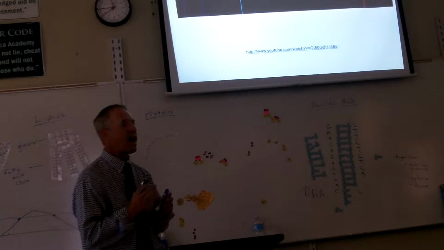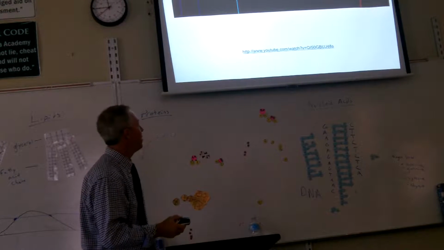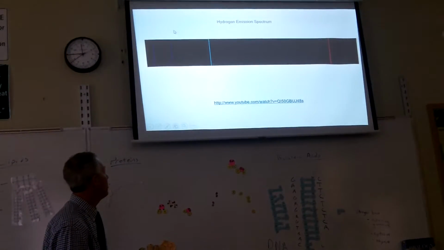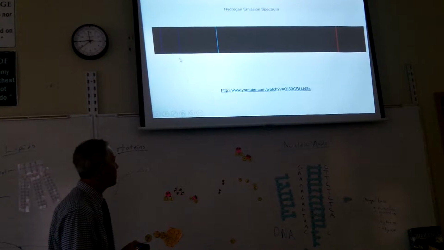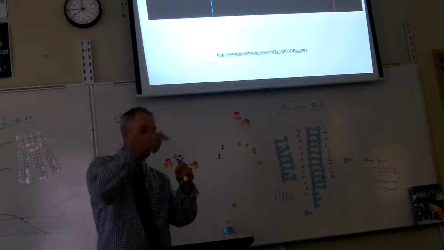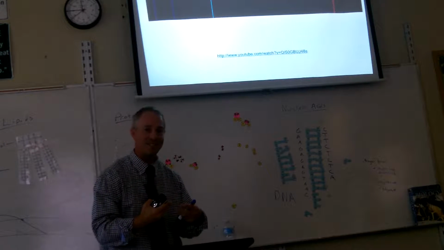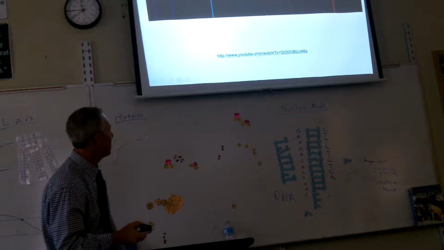This is hydrogen. Charlie, you gotta hang with me up here. Hydrogen, when it's glowing hot, releases only 4 different colors: red, light blue, dark blue, and purple. And why does it release those colors? It has to do with the hydrogen electron jumping down 1 level, or 2 levels, or 3 levels, or 4 levels, releasing these different types of light.